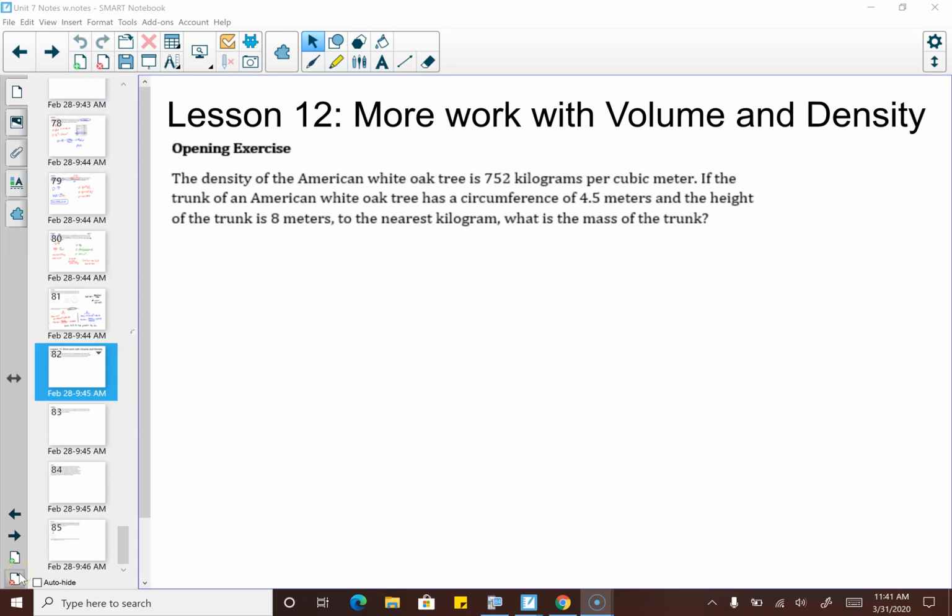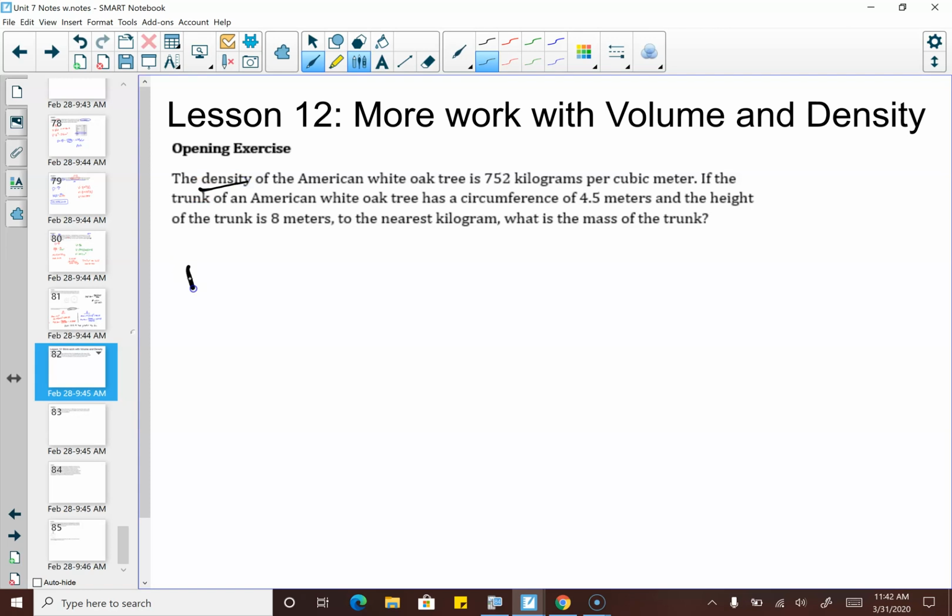For the last lesson in our book, we're going to work with just a little bit more volume and density. So the opening exercise says the density of an American white oak tree is 752 kilograms per cubic meter. If the trunk of an American white oak tree has a circumference of 4.5 meters and a height of the trunk of 8 meters, to the nearest kilogram, what is the mass?